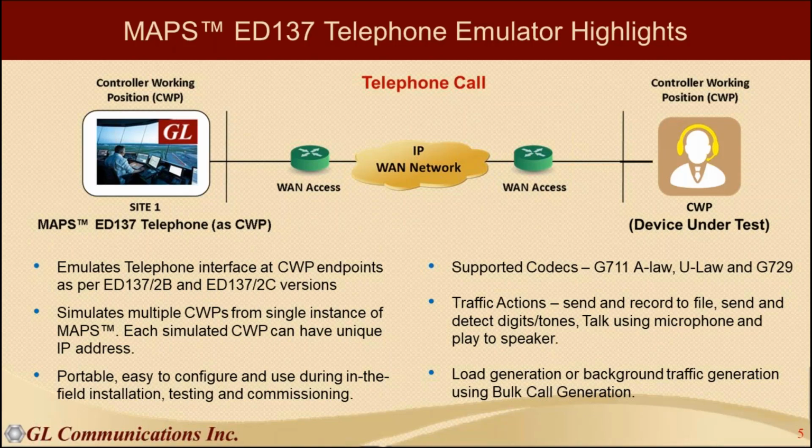It can simulate hundreds of CWPs in a single instance, and each can have a unique IP address. It can be used during the development stage, for functionality testing, for field testing, and also for commissioning the products of the network. It can also generate bulk calls using multiple CWPs to conduct performance testing on a device or network under test. Supported codecs include ELO, ULO, and G729.